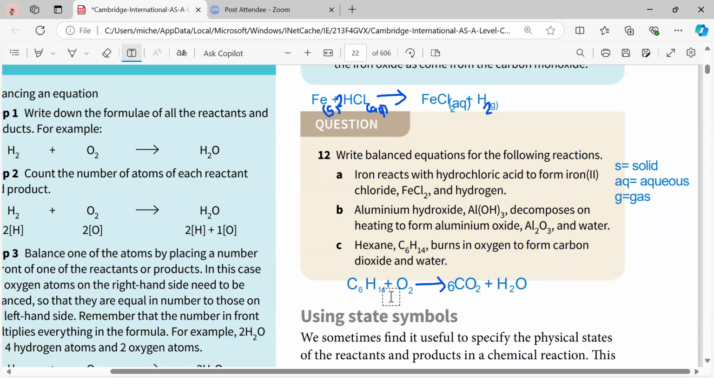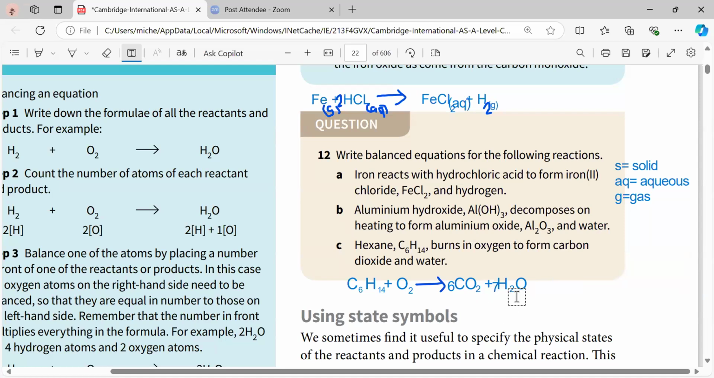Now we are going to go to the next one, which is hydrogen. We have 14 hydrogens right here and only 2 right here. So we're trying to find the common factor. We know that in order for 2 to get to 14, we need to multiply it by 7. So that's why we are going to add 7 in front of the water compound. So that will be 7H2O.